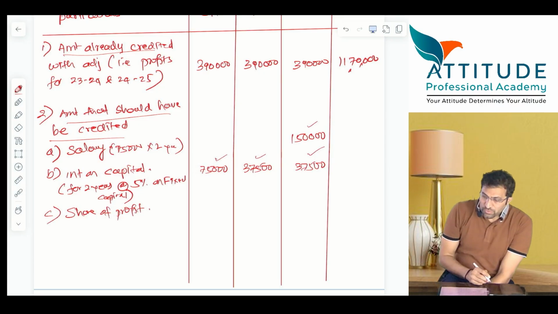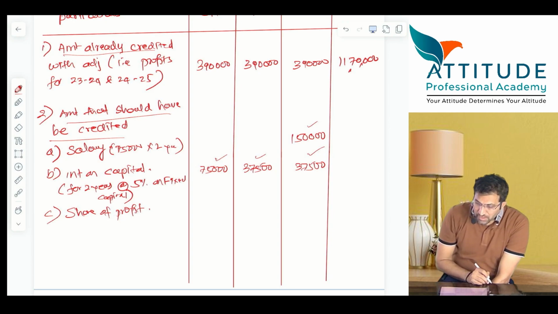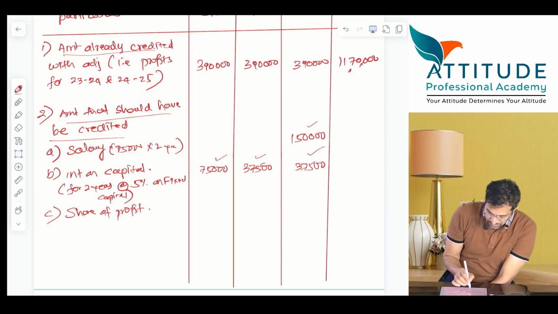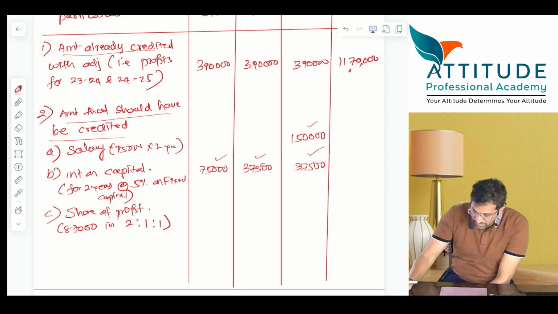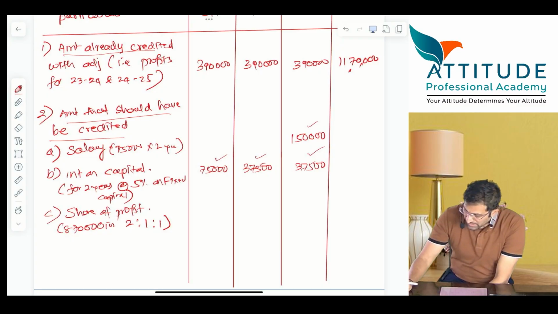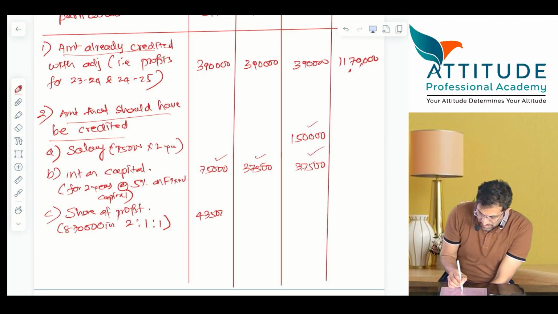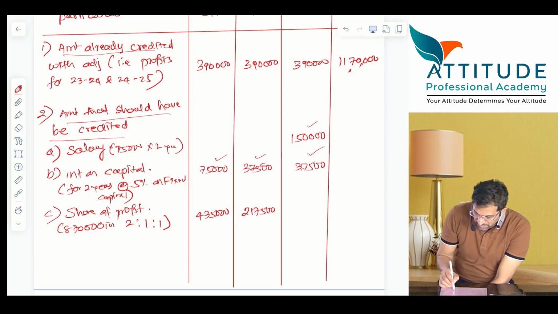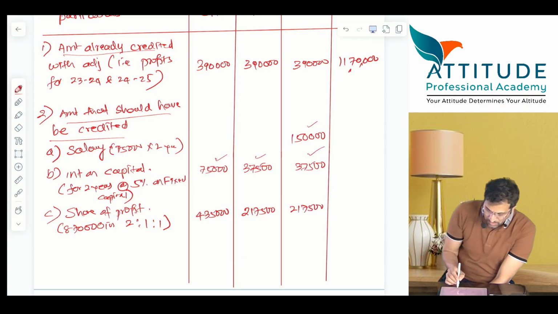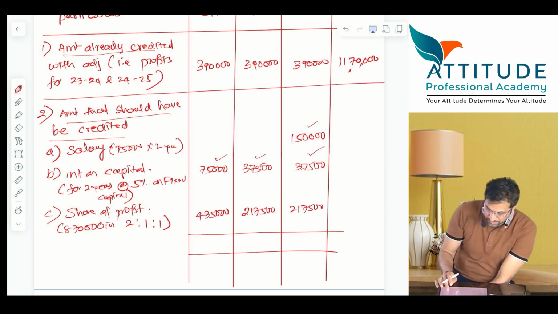This 8,70,000 had to be distributed equally or in the profit sharing ratio? Profit sharing ratio. Is that clear? 8,70,000 in the ratio of 2:1:1. Distribute: 8,70,000 divided by 4 into 2 is 4,35,000, 2,17,500, 2,17,500. Now leave the upper part and total the lower part.